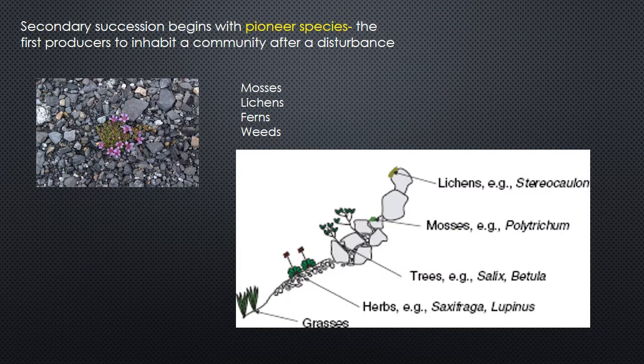So something to note is that secondary succession begins with what we call pioneer species. Those are the first producers to inhabit a community after a disturbance. So your mosses, your lichens, your fern, and your weeds, those are considered your pioneer species.